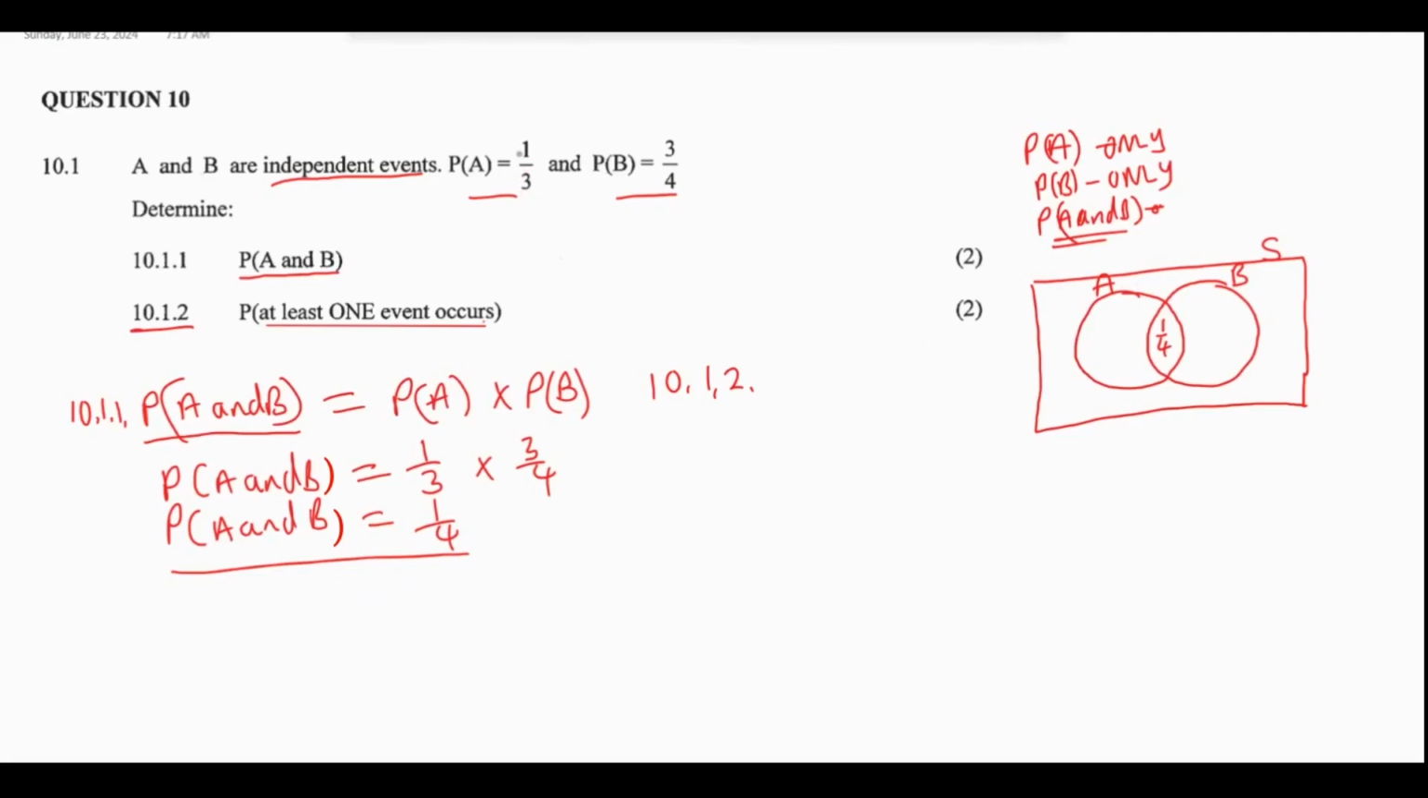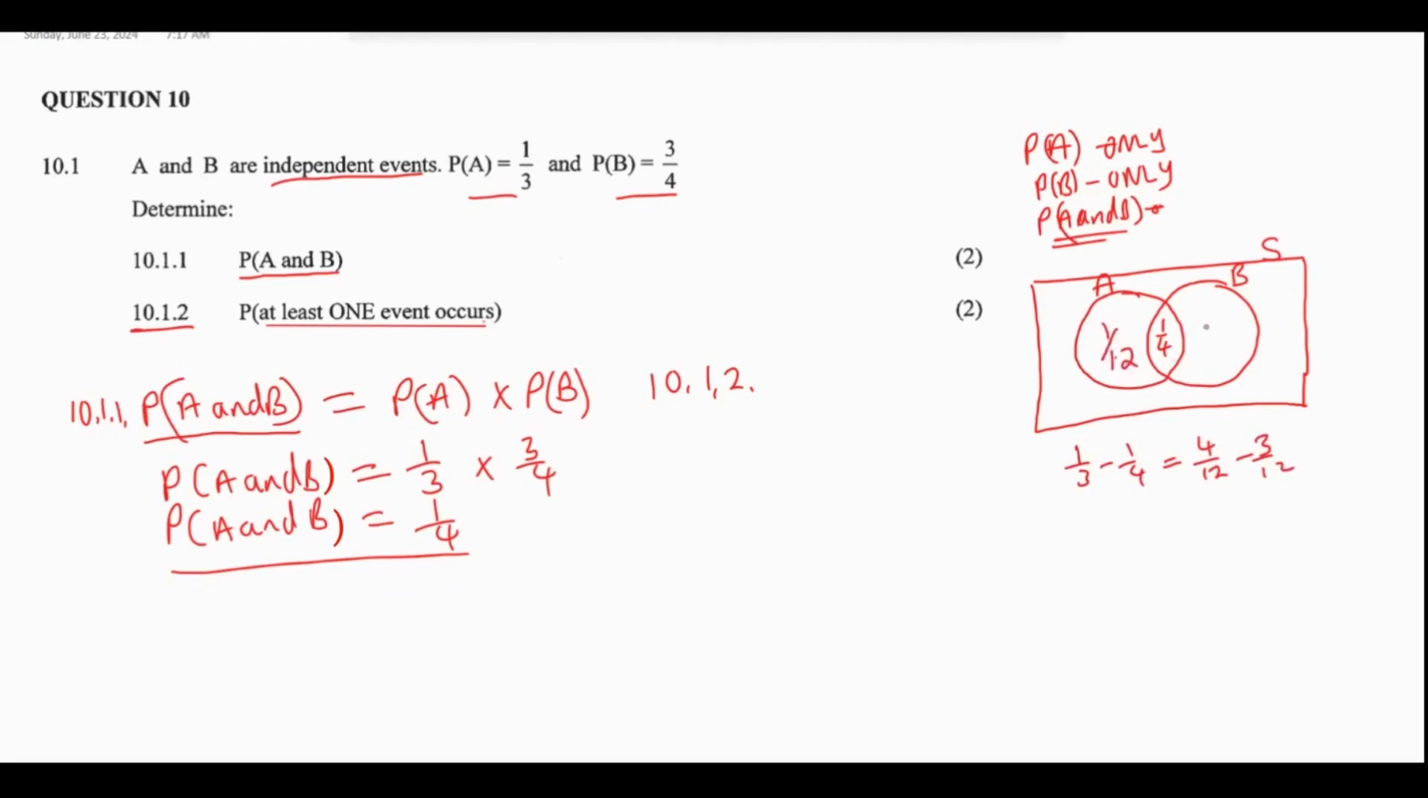Right, so what is the probability of A only? You have to say 1 over 3 minus 1 over 4, isn't it? 1 over 3 minus 1 over 4, which is 4 over 12 minus 3 over 12, which is 1 over 12. So that's probability of A only.